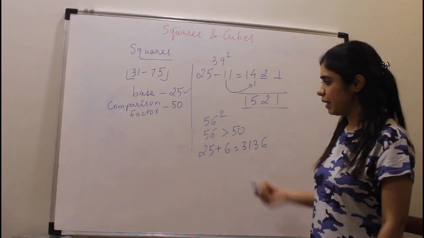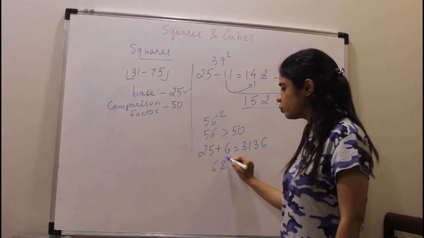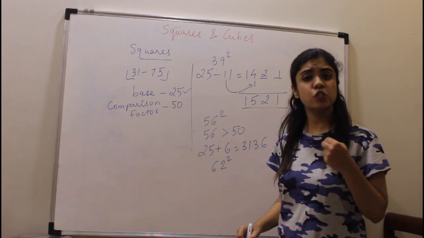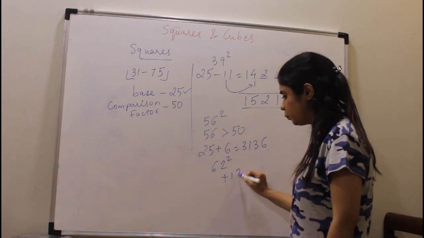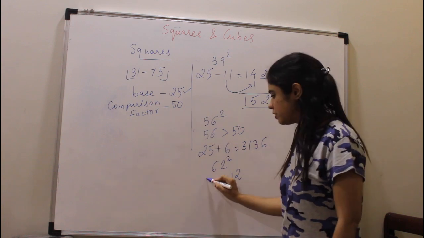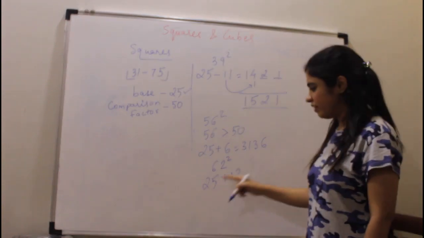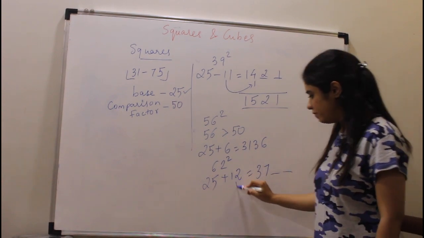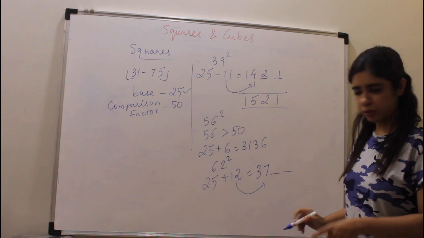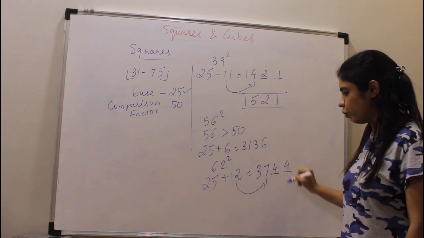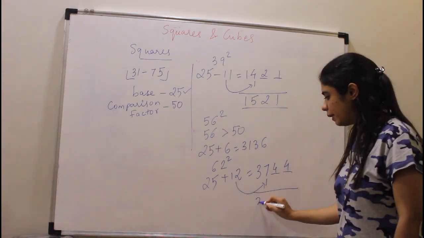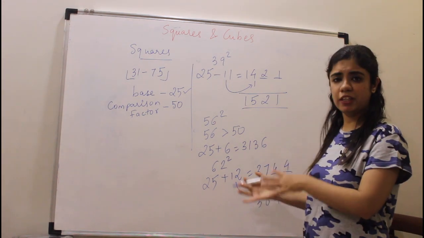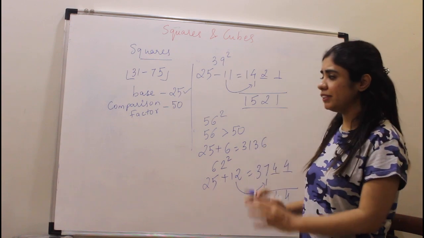As simple as that. Let's say I ask you, what is 62 square? 62 is how much more than 50? It is 12 more. So you will add 12 to your base, which is 25. 25 plus 12 will give you 37. You have two spaces remaining. Now 12 square is 144. So 1 will get carried, 44. So your answer will be 3844. So did you understand? Instead of subtracting, you will just add. The rest of the process remains the same.